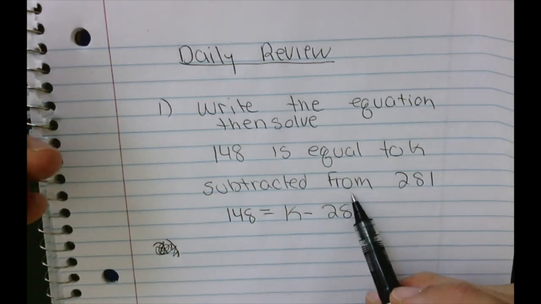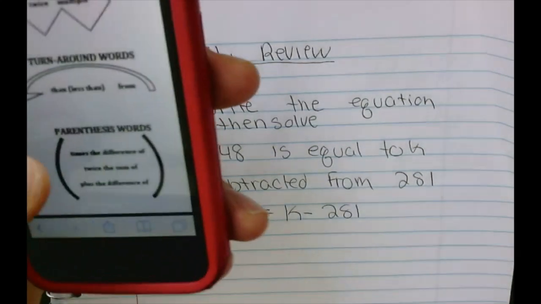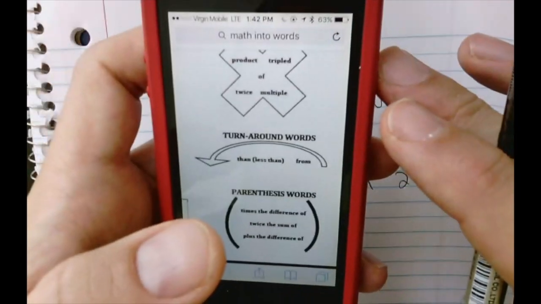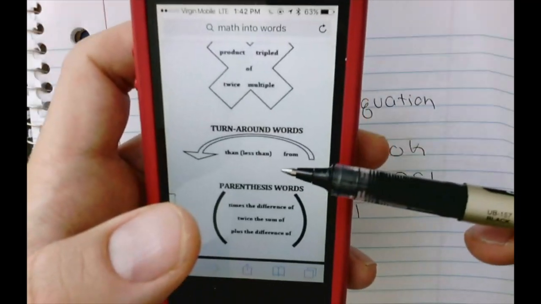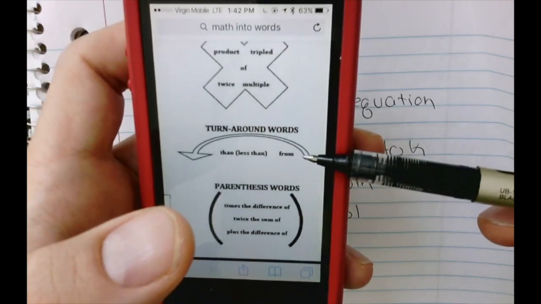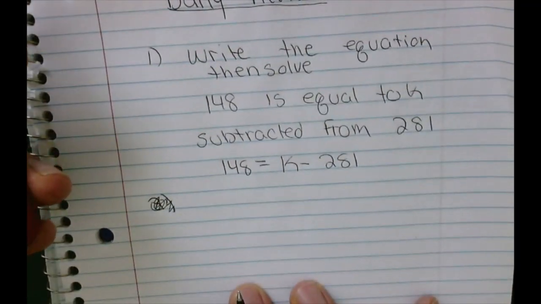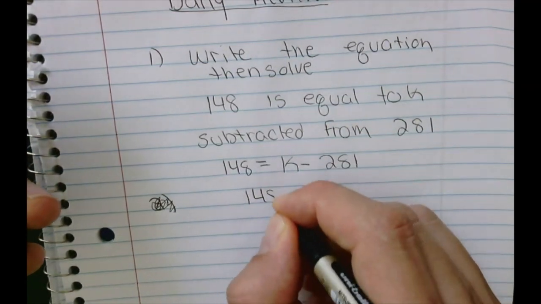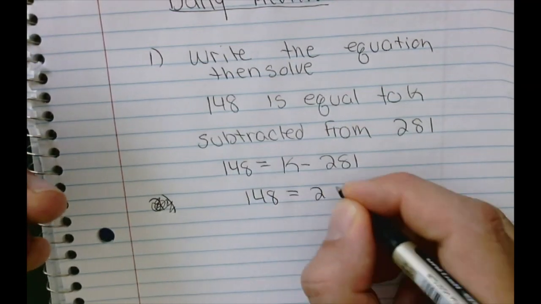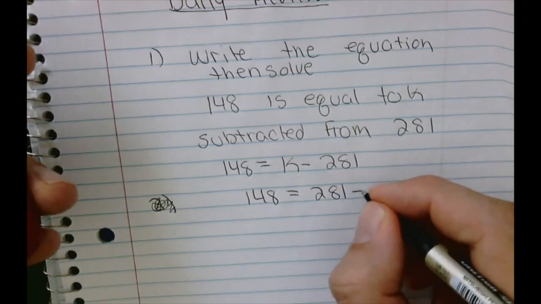The next thing I notice is the word from. From is a turnaround word. And if you refer back to your Math in the Words paper, you'll notice that. So now I need to turn around the part that had the word from in it. So 148 is equal to 281 minus k.